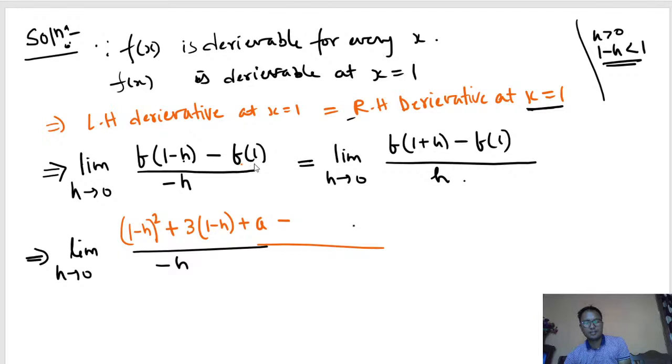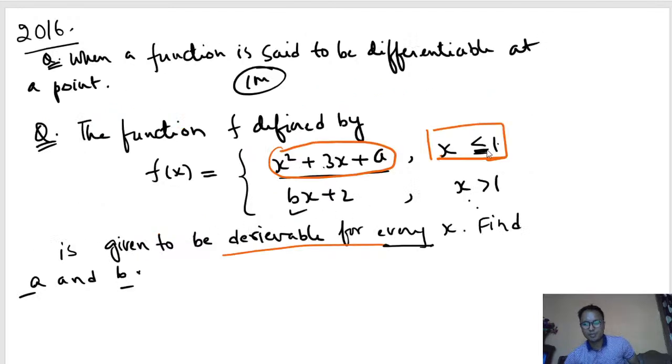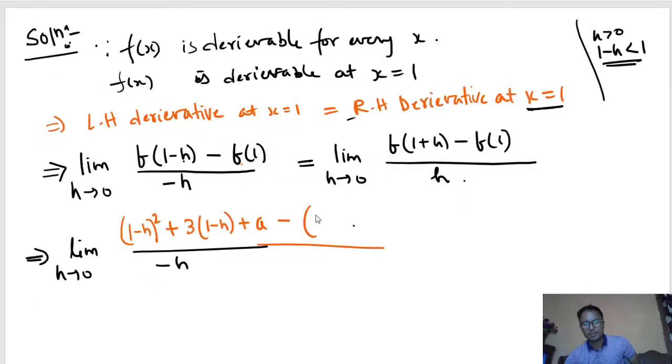The value of f of 1, for the function where x is 1, we put 1. So we will write here 1 squared plus 3 into 1 plus a.